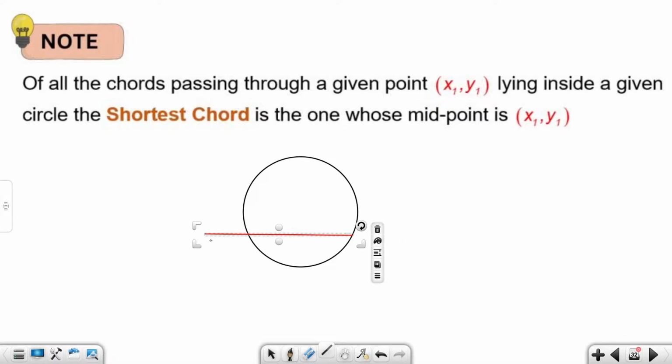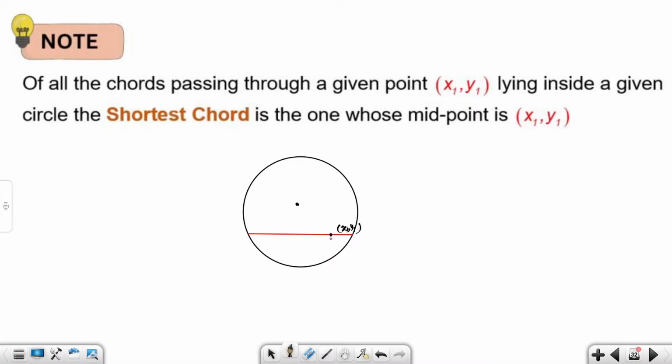Suppose this is a chord. Okay, this is a chord. Now this is the center. I have said that not only this chord, an infinite number of chords are passing through a fixed point. Let me say this fixed point is (x1, y1). Okay, this is that point.